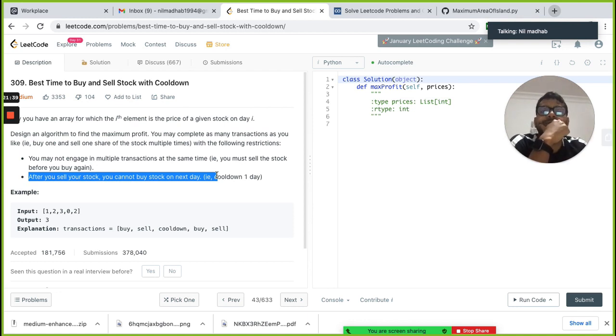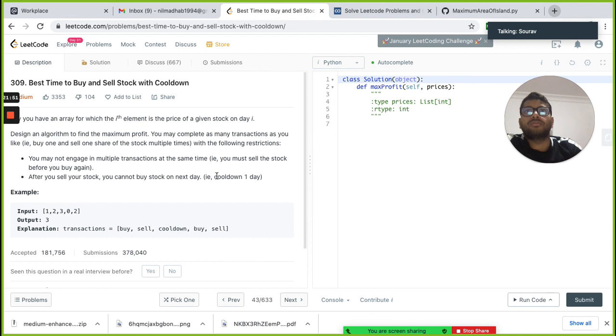So we have this problem. How would you solve it, Saurabh? What would be your approach? So is the cooldown 1 day fixed? Yes.